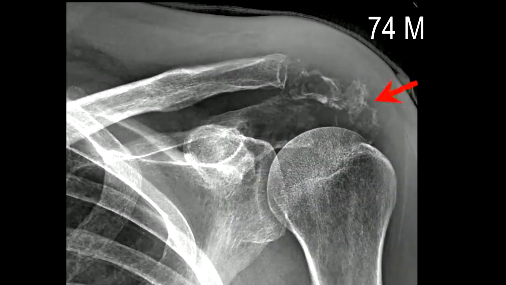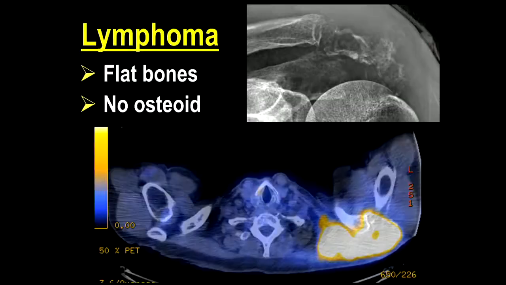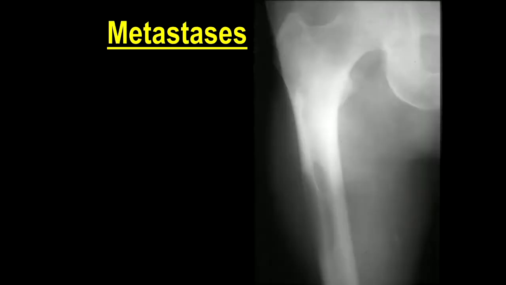Here, in a 74-year-old male on the other end of the age spectrum, we see a very ill-defined, aggressive-appearing lesion, not from a Ewing sarcoma, but from a lymphoma, which may also affect flat bones with no osteoid, but in a completely different age group. And finally, metastases.